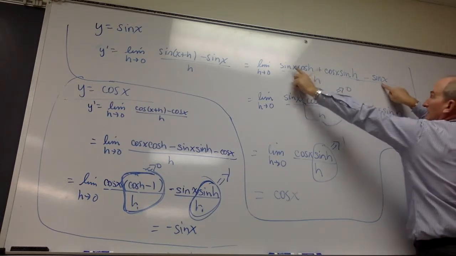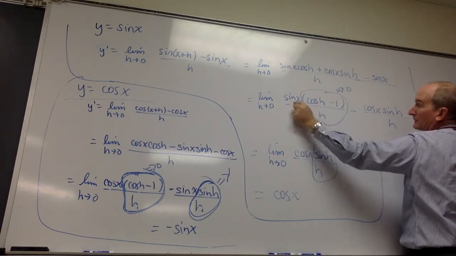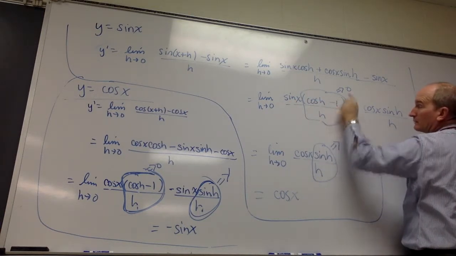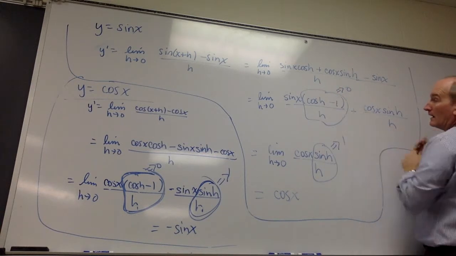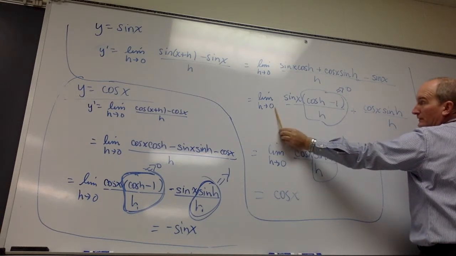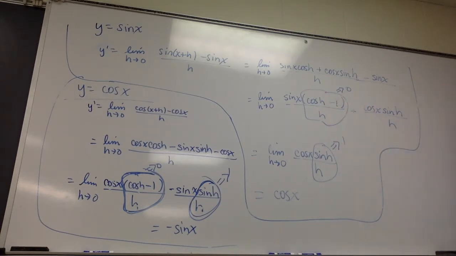Now these two share sine of x in common, so I factored that out. So I have sine of x times cosine of h minus 1 all over h. And again, h is going to 0, so as h goes to 0, this quantity right here also goes to 0. That was one of our limit properties we did in the past unit.